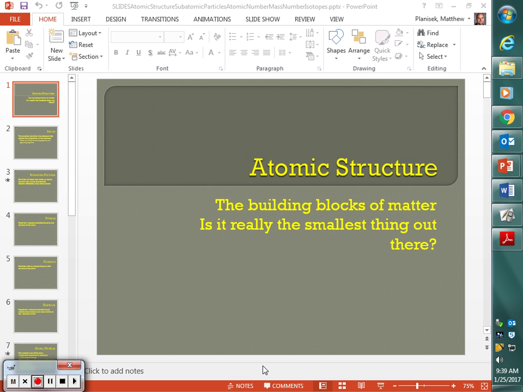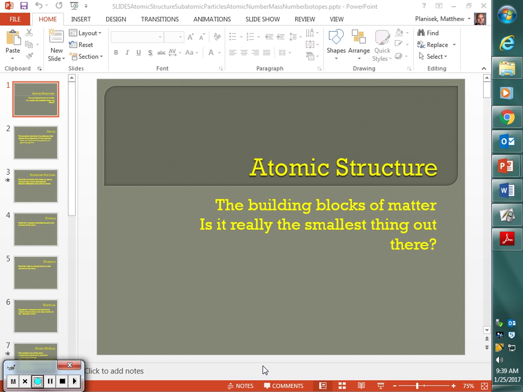Good there? All right, Thomson, okay, J.J. Thomson. First, what experiment does Thomson do? The cathode ray tube. And the gist of the cathode ray tube experiment is that Thomson figures out that there are what? Negatively charged particles, which we call electrons, all right?